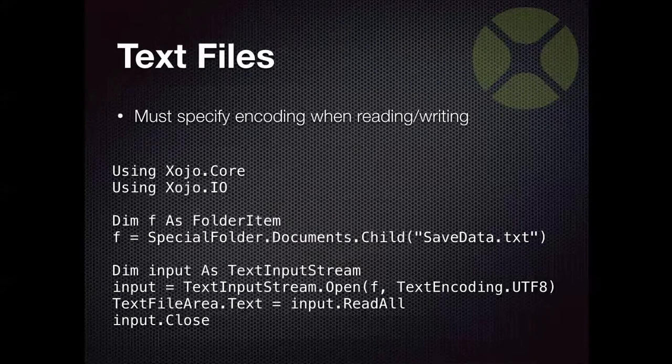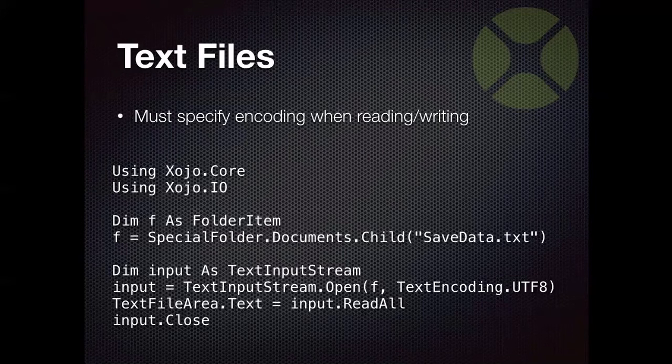So with text files, you must specify the encoding when you're reading or writing to the file. So here's a little code snippet. And you can see here, the important line of code is the call to the open method near the bottom there. That's going to open a file, and the second parameter is the encoding of the file. So I'm saying I want to open that file, and it is UTF-8.